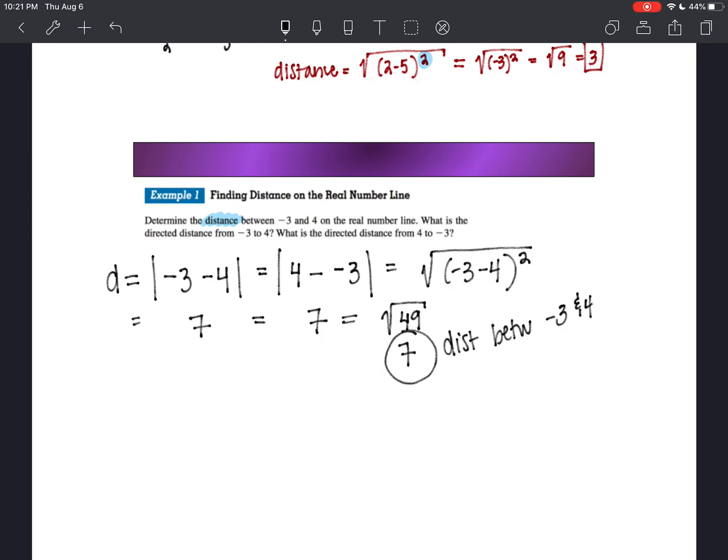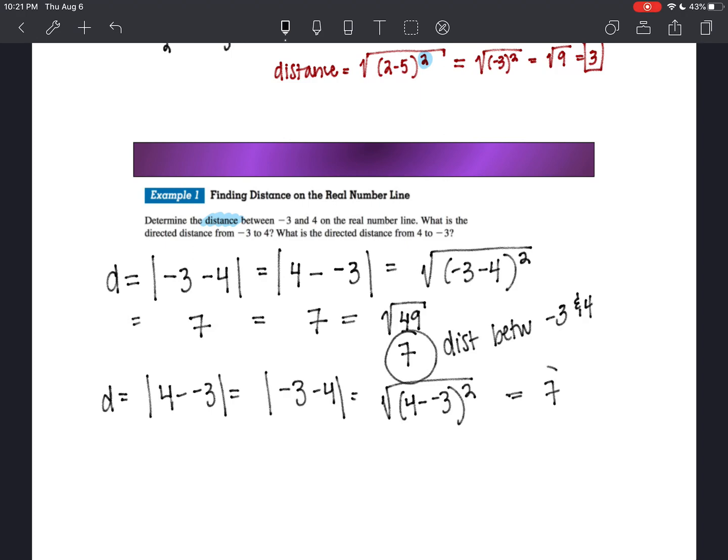Now what happens if we go from 4 to -3? Well, that would be 4 minus -3, or -3 minus 4, or the square root of 4 minus -3 quantity squared. And in each case, that is also 7.